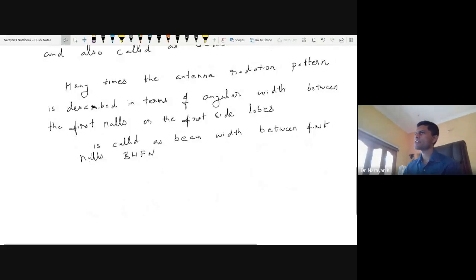Many times the antenna radiation pattern is described by the angular width between the first nulls. When it is described between the first nulls, it is known as BWFN, the beam width between first nulls. When it is measured between the points at half of its maximum power, it is known as the half power beam width of the antenna. These two concepts are very important while designing the antenna and when you are doing problems, and also come as a definition in your VTU university examination questions. Please remember that.